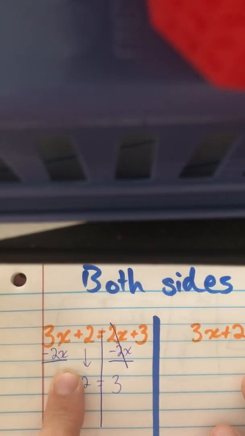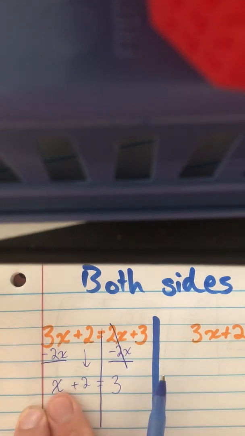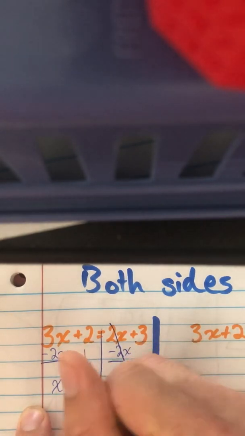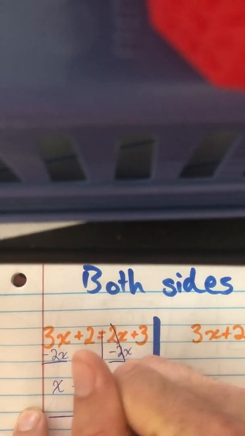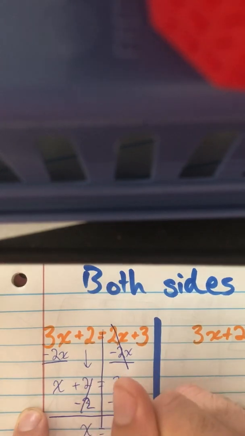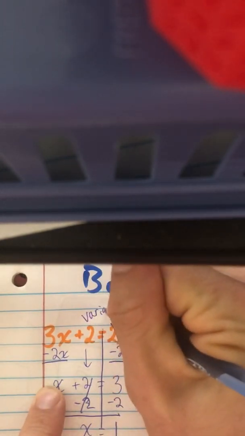After I subtract the variable across, I'm going to look here. This is actually a one-step problem. It's a number plus 2, so the inverse is minus 2, and that will cancel. So x is equal to 1. Okay, so here, this is the variable first.